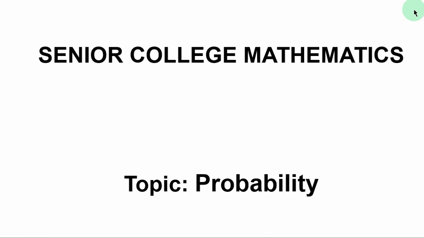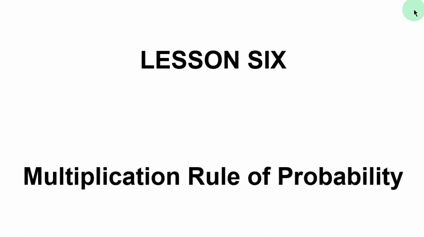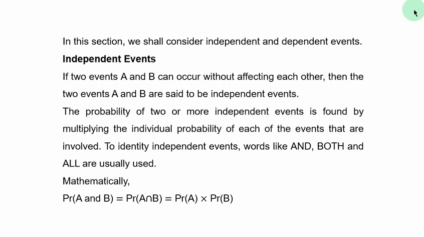Topic of discussion is probability. Lesson 6, multiplication rule of probability. In this session, we shall consider independent and dependent events. We start with the first concept, independent events.